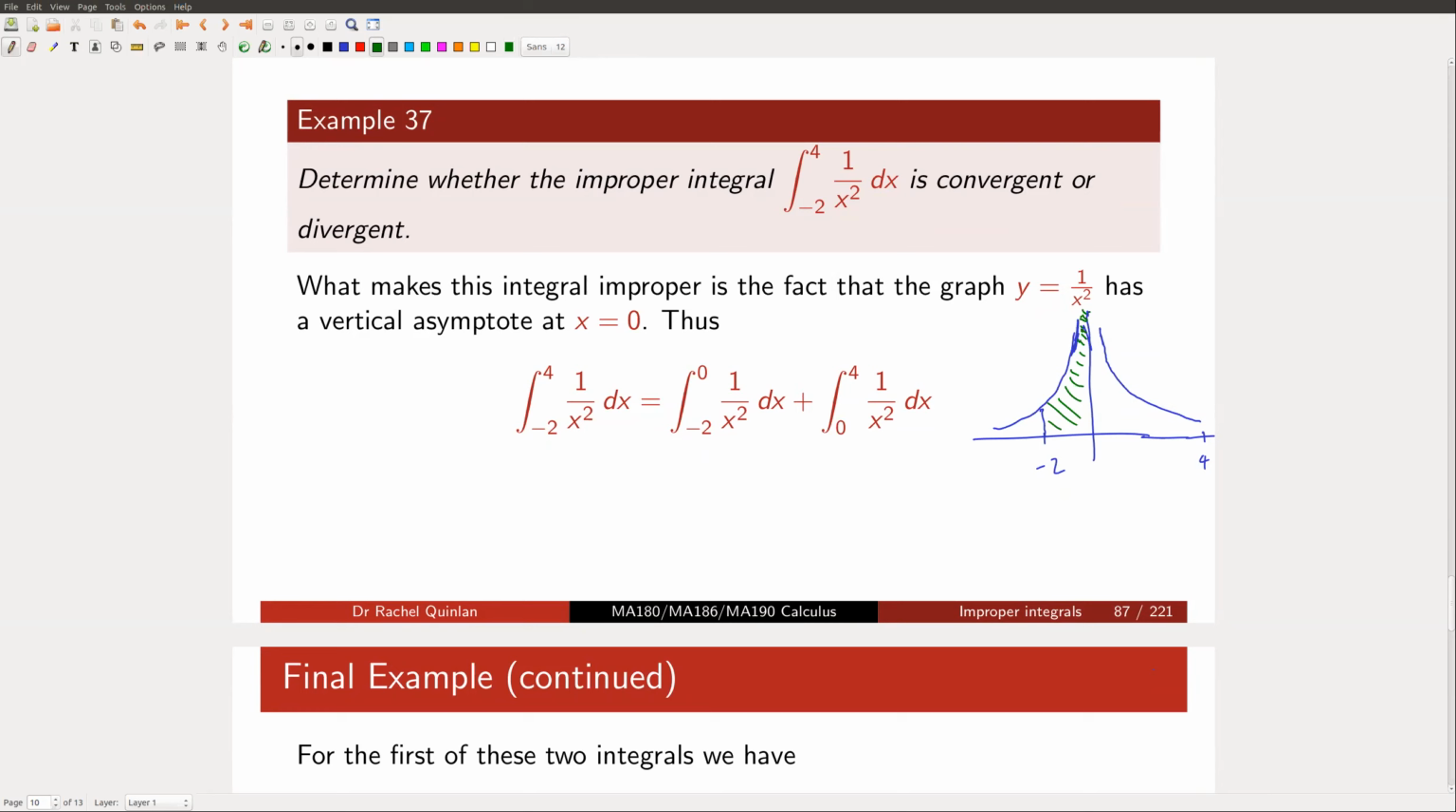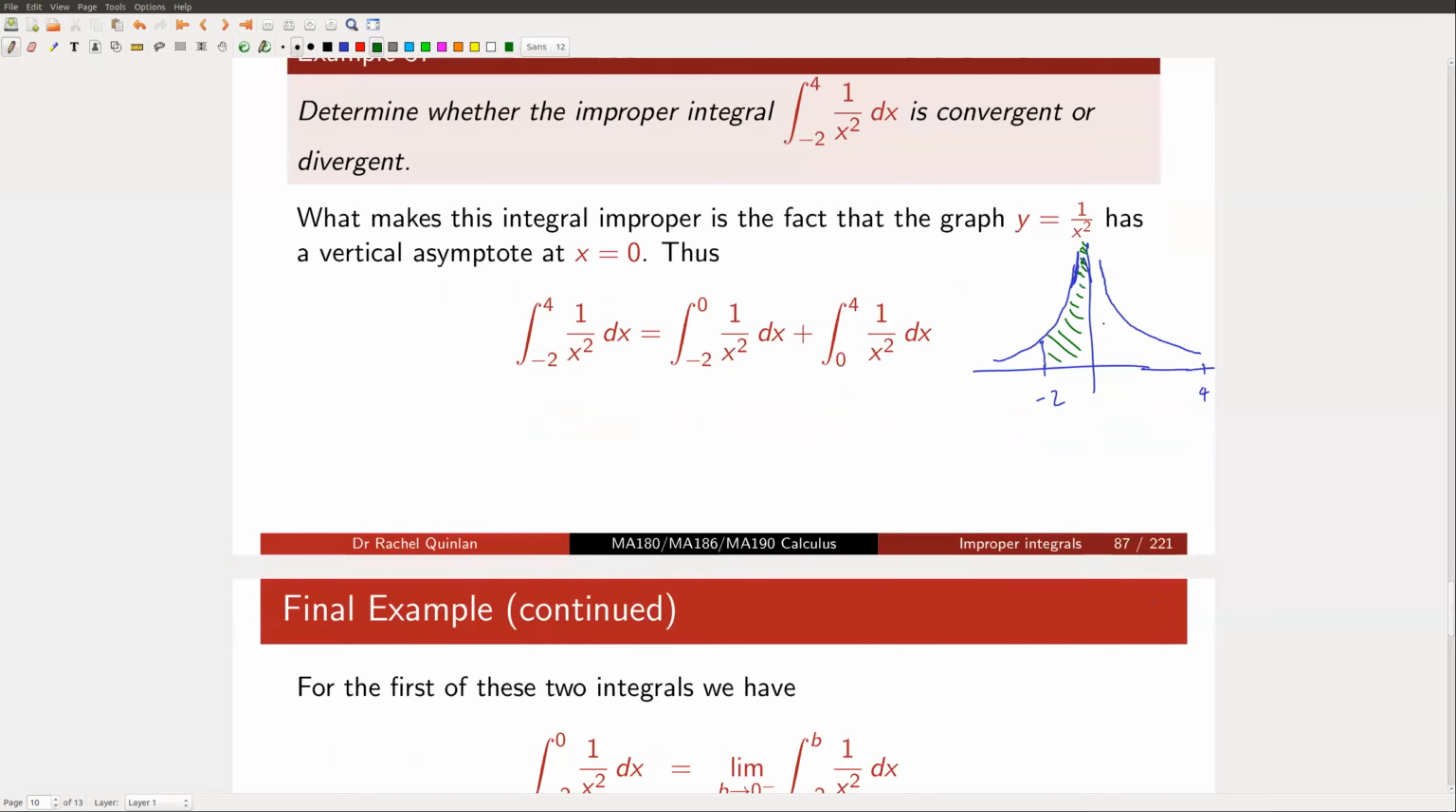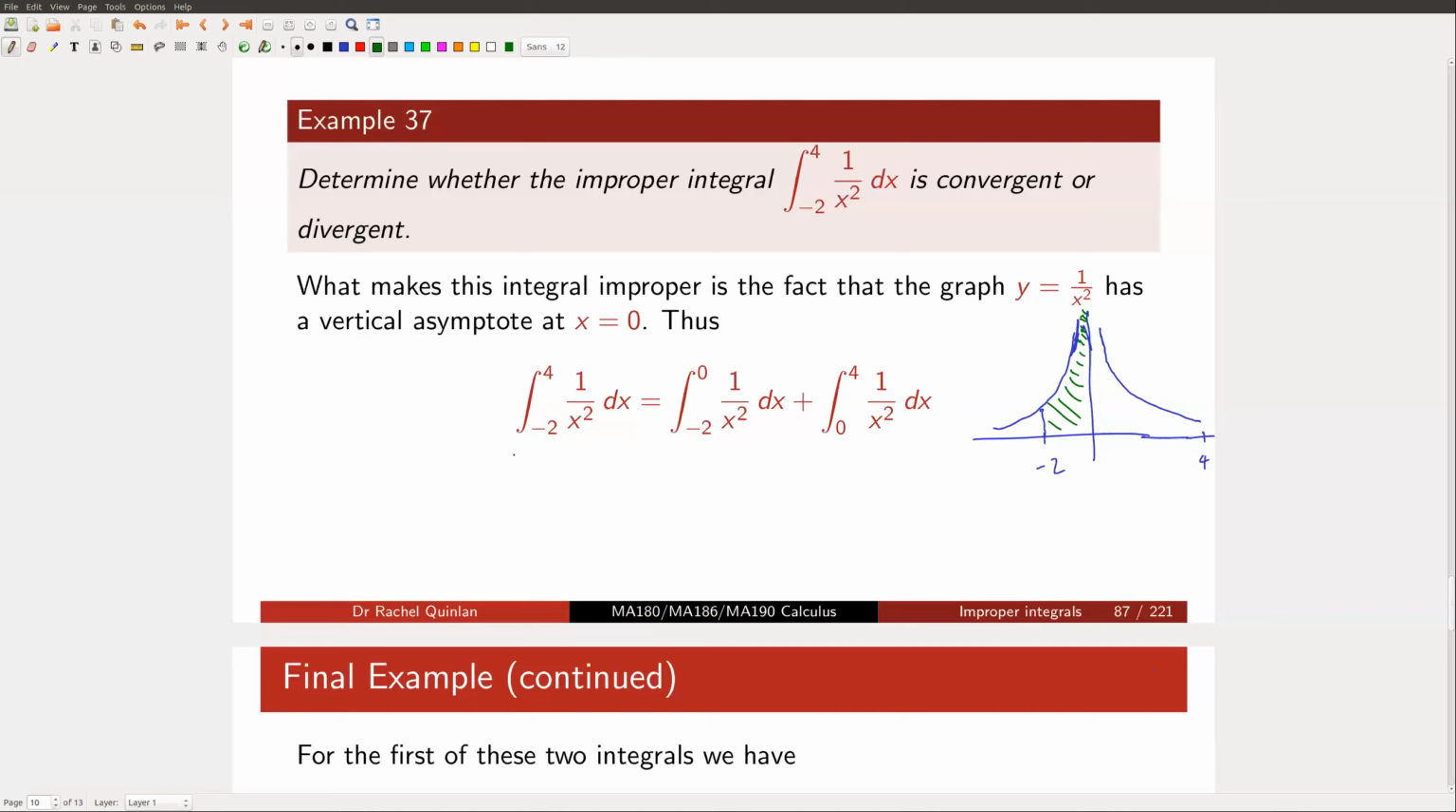Okay, so can we figure out whether that is a finite or an infinite area? The strategy here would be to think about the integral that we have to calculate, which is from -2 to 4, split it up into the integral from -2 to 0, which is where the problem is, plus the integral from 0 to 4. If this is something that we can make sense of, then it'll be the sum of those two things, and we'll have to be able to make sense of both of those separately.